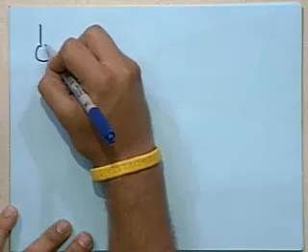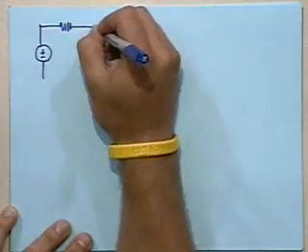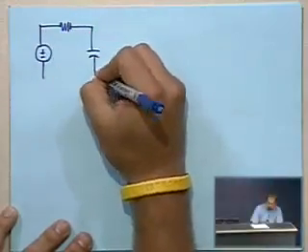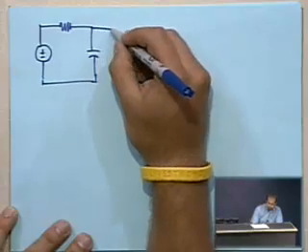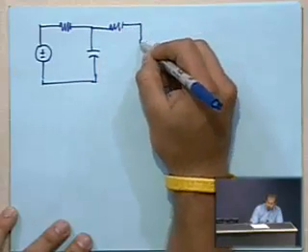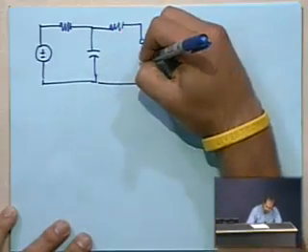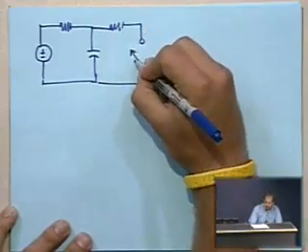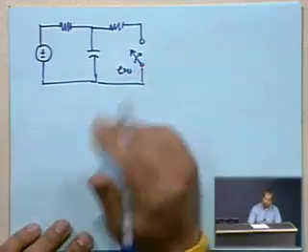So the original version of the circuit looks like this. We have an independent voltage source, we have a resistor. Here's our storage element in this circuit, so all we have is the single capacitor. We've got a resistor. Here's where the switch lives. It is open originally and will be closed at time equals 0.